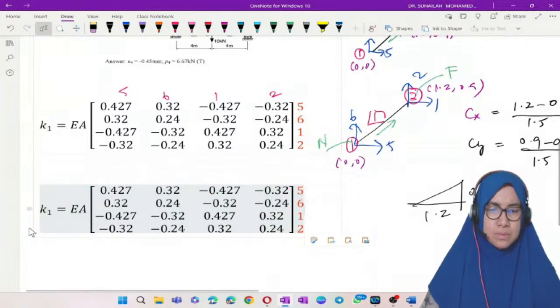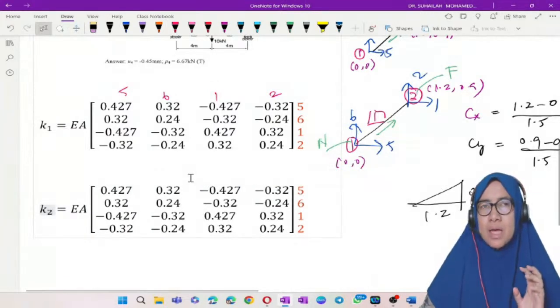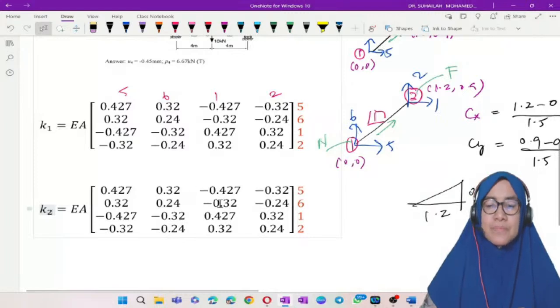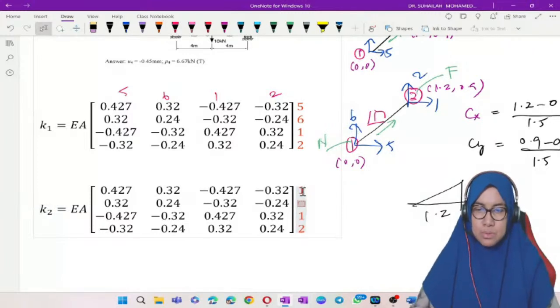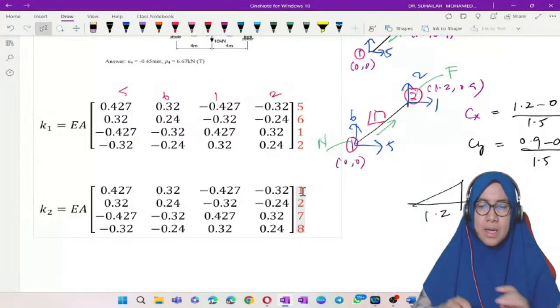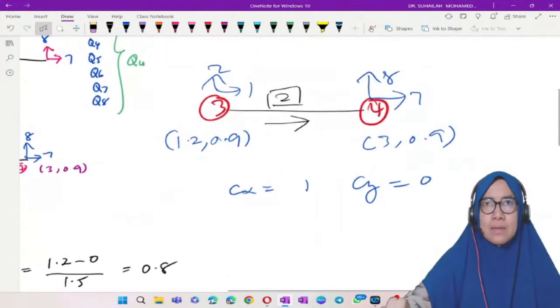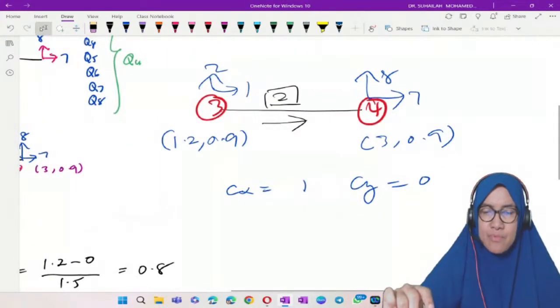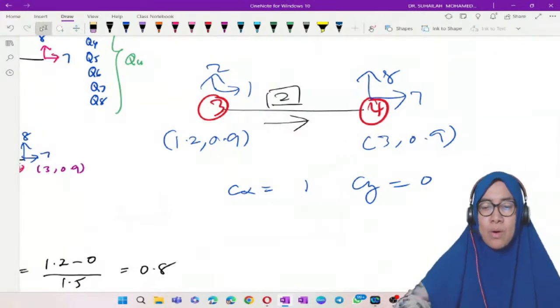K2. The length for K2 is 1.8 meter. The label is 1, 2, 7, 8. We just need to follow the label inside the diagram for element 2, 1, 2, 7, 8, from the arrow 3 to 4.